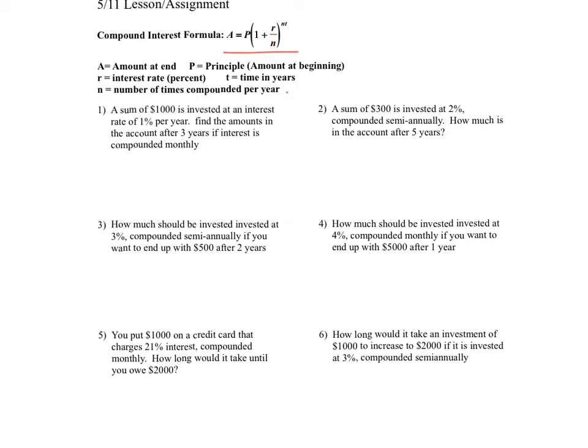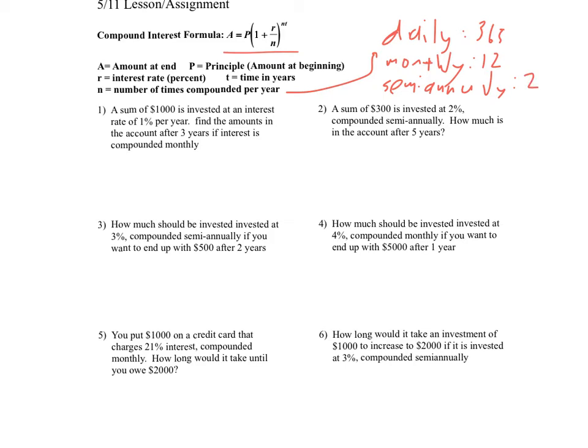So for N, if it says something like daily, you would do it 365 times a year. If you did it monthly, that would be 12 times per year. If you did it semi-annually, that means every 6 months, so that is 2 times per year. If it is annually, it would be once a year. And then T is time in years. So we're just going to see what we have here and see what happens.